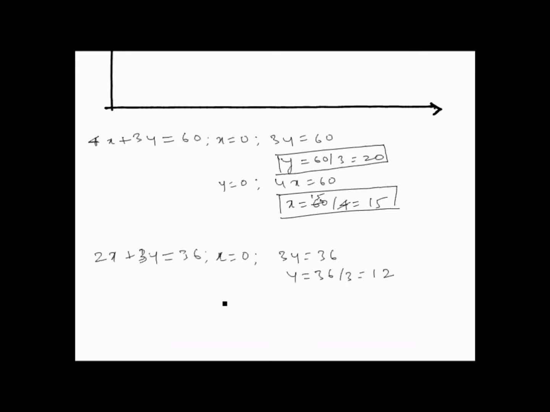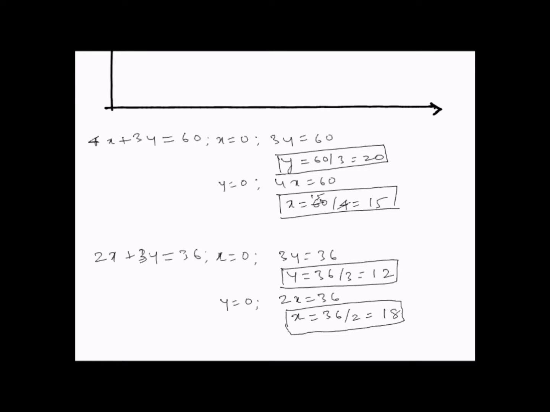Next, let's put y is equal to 0. So we get 2x is equal to 36, or x is equal to 36 by 2, which is equal to 18. So for this equation, the y-intercept is 12 and the x-intercept is 18.